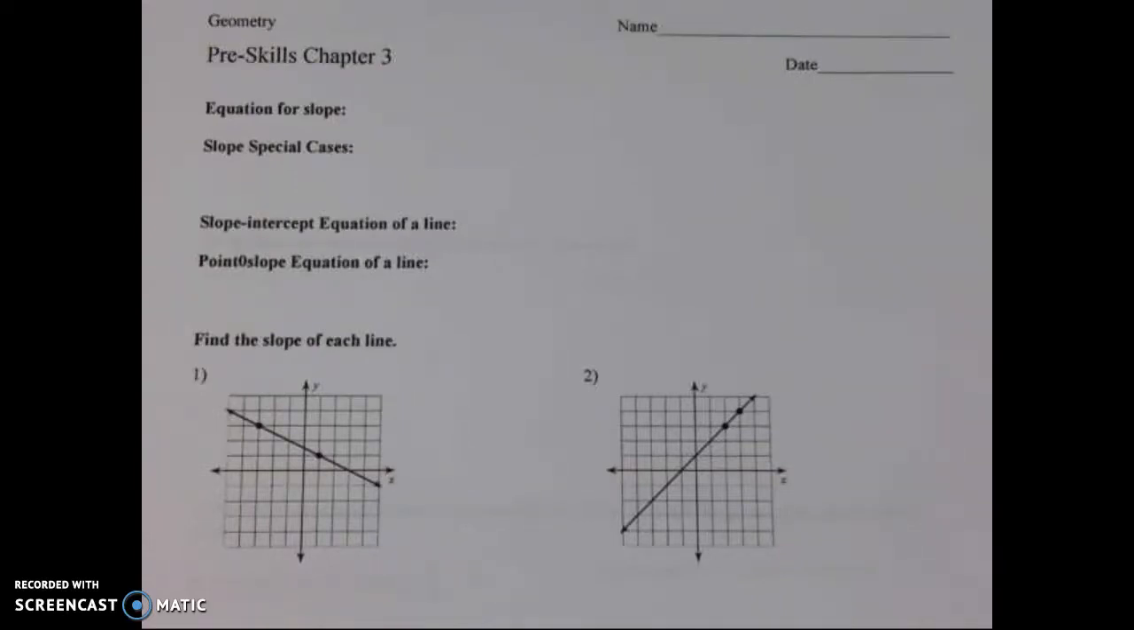These are skills that you learned last year in Algebra 1. And I want to do just a little review before we really get into the chapter. So let's talk about some basic skills that you need to know. If at any time you need to pause the video to take really good notes, please do so. These are notes. Please write them down in your notebooks.